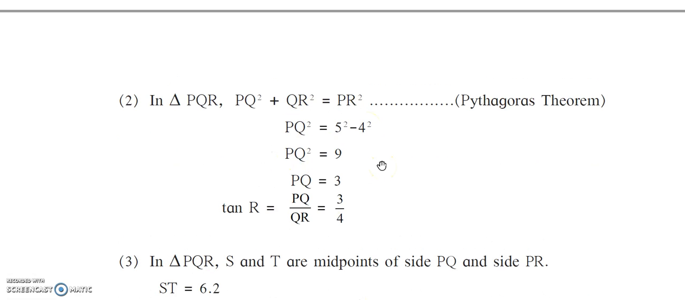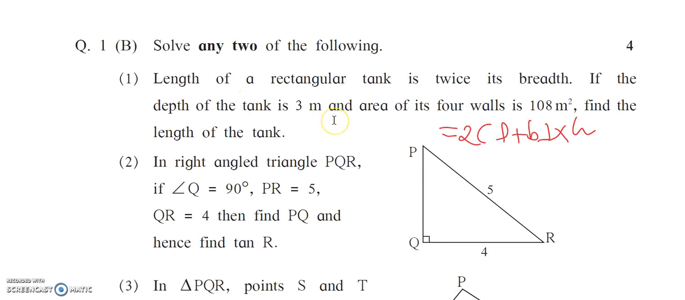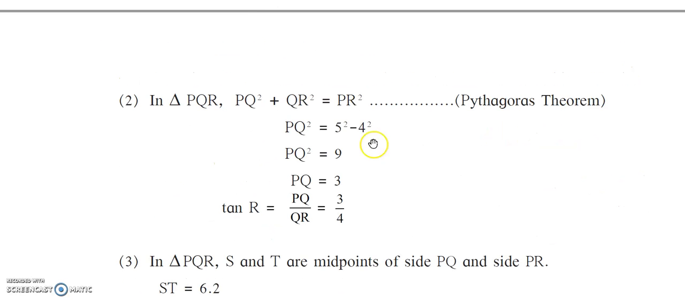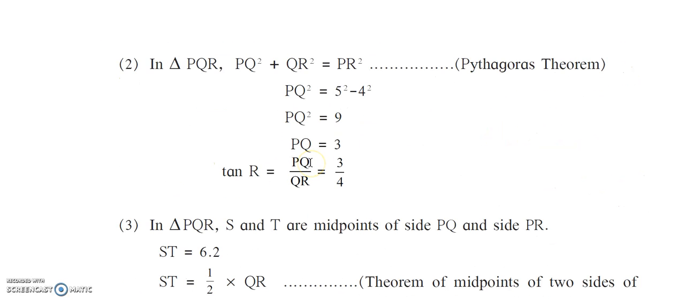Now to find out the tan ratio. Now PQ is equal to 3. Here we will write PQ is equal to 3. We want to find out tan of R. Tan of R means what? Opposite side, the PQ upon QR, that is equal to 3 by 4. This is the answer of this question.